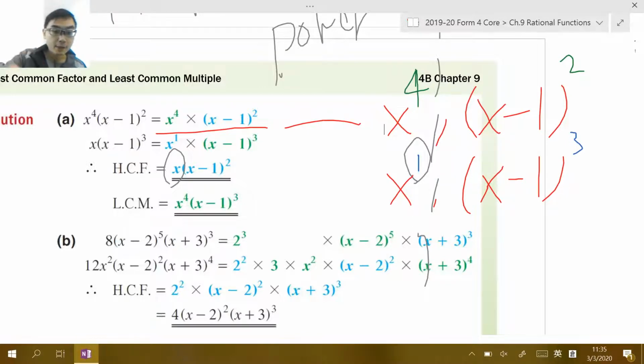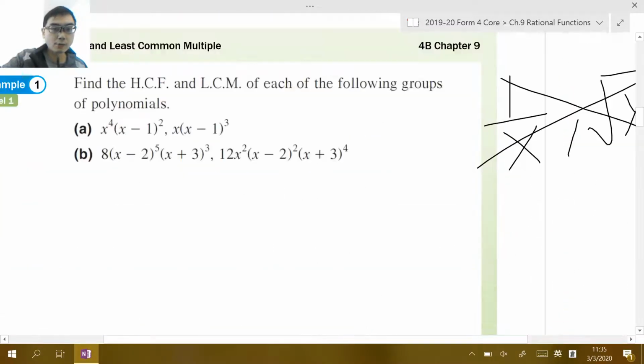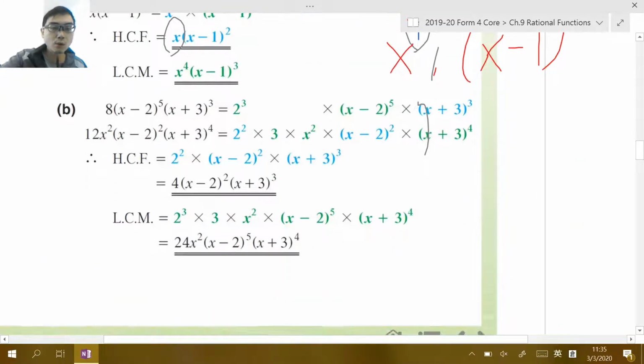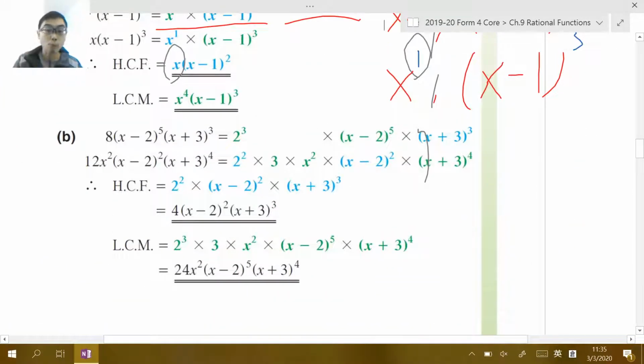Very easy. For example, let's take a look at part B also. This time, instead of groups of polynomials, you also have numbers, for example, 8 and 12. In order to do this, we also work group-wise. But for numbers, you just do what you learned in primary school. That means for numbers, you find the HCF and LCM among the numbers themselves. For 8 and 12, the HCF should be 4 because you have to take the greatest common factor of 8 and 12.